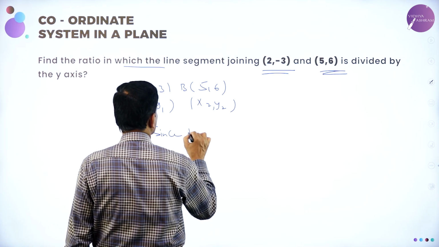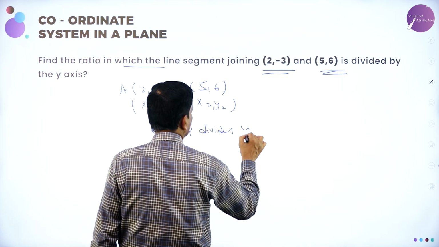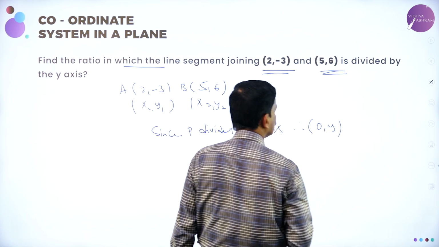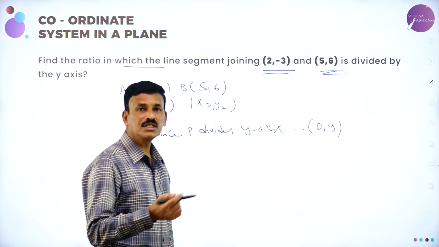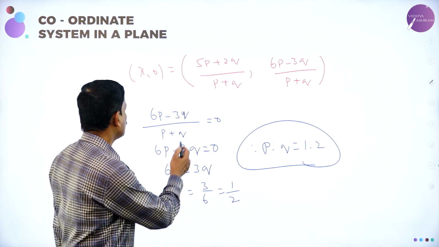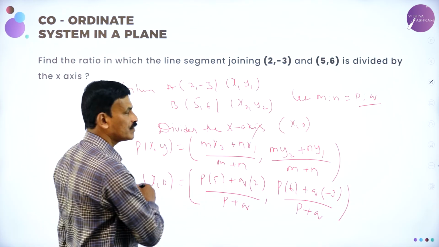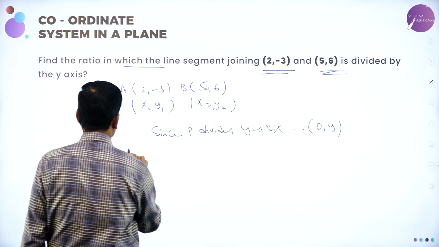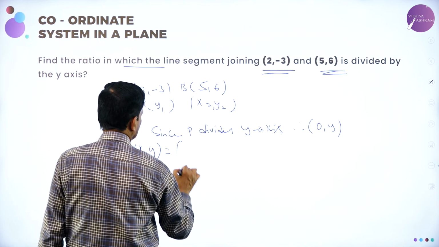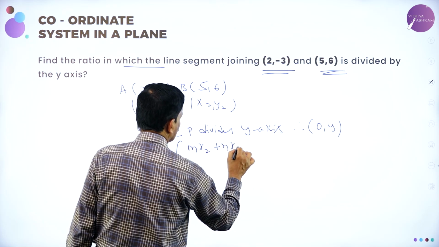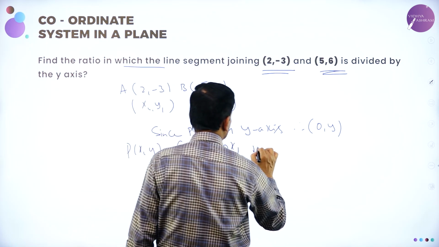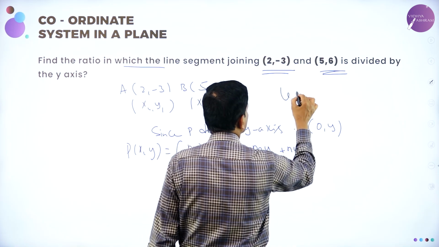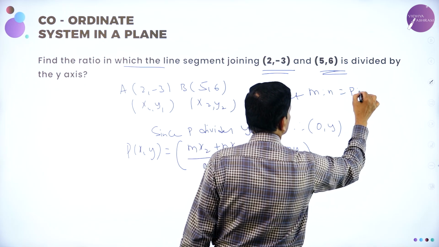Since P divides the y-axis, therefore the coordinate is 0 comma y. That's it. So in the previous problem it divides the x-axis, therefore y is equal to 0. In this problem it divides the y-axis, so x is equal to 0. So same formula: x comma y is equal to mx2 plus nx1 divided by m plus n, comma my2 plus ny1 divided by m plus n. Let the ratio m is to n is equal to p is to q.